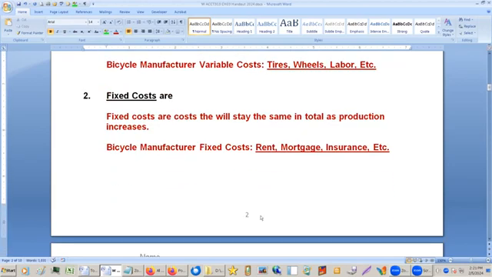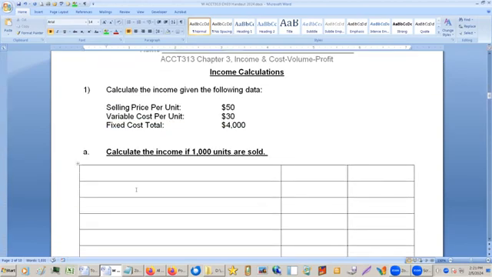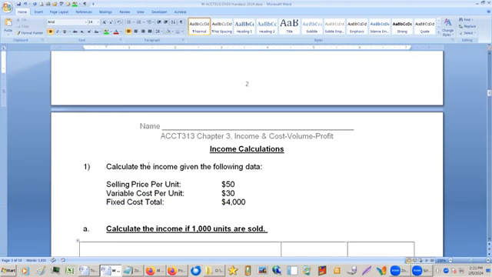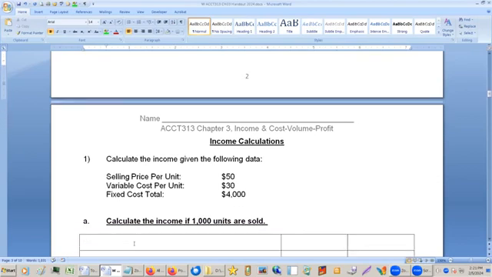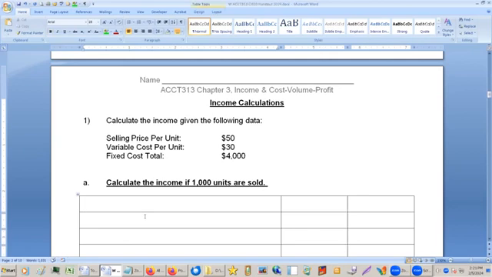Okay, coming down here, calculate the income of 1,000 units. So calculate the given income. Okay, so this is our new managerial income statement.